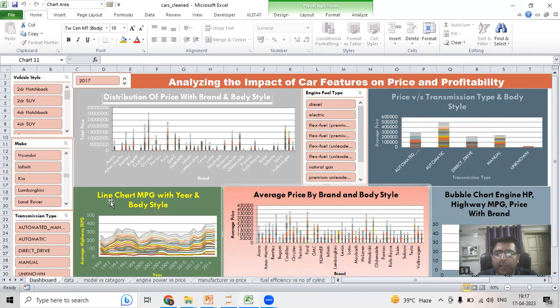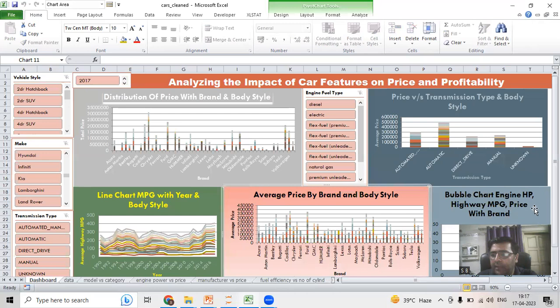Again, I plotted a line chart against MPG with year and body style. So this is a line chart which is describing different years and average highway MPG, like fuel efficiency, against different body styles.